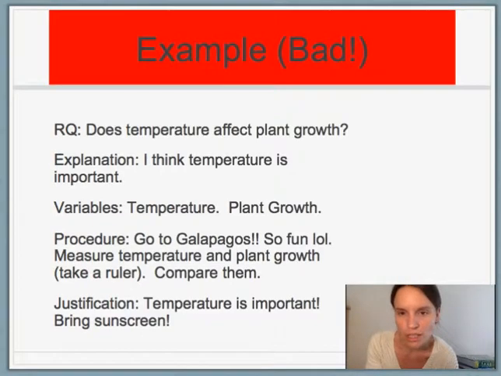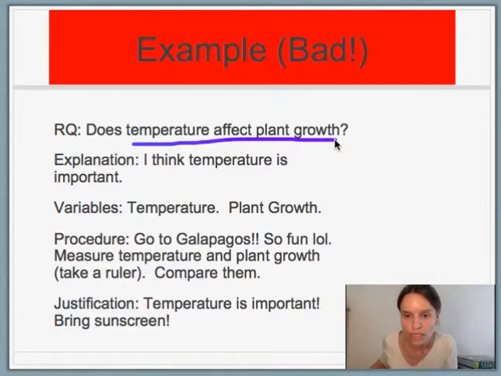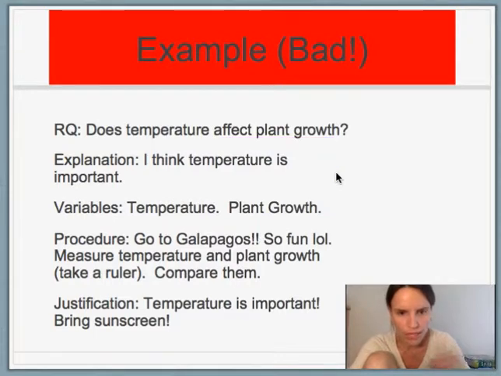So when you're looking at a question for a practical-based lab, you want to be as specific and concise as possible. This is an example of a really bad question. A grader should be able to read your research question and know exactly what temperature range you're working in and what plant you are working with. So we'll get into the procedure in a second, but just so you know, that question is really bad.